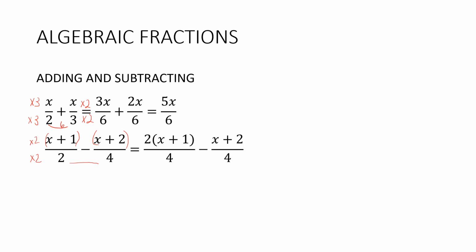That's going to give us this 2 in brackets x plus 1 all over 4, take away x plus 2 all over 4. And joining that together and expanding at the same time, I've got 2x plus 2, take away x, take away 2. Have a look at that minus going through the brackets there, all over 4. Tidying up, we end up with x over 4.